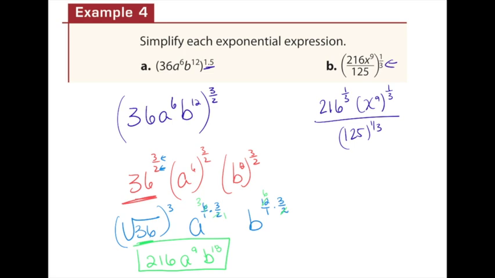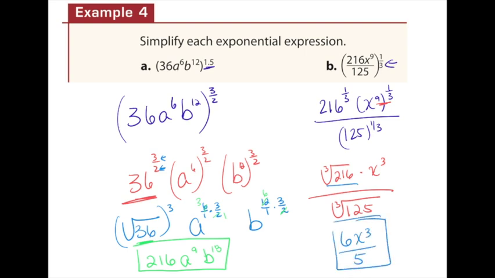1/3 means the same thing as the cubed root. The cubed root of 216. Here I multiply. 9 times 1/3 is just 3. On the bottom, the cubed root of 125. Which actually, those both have perfect cubed roots. The cubed root of 216 is just 6. I have x cubed. The cubed root of 125 is just 5. That is my answer.